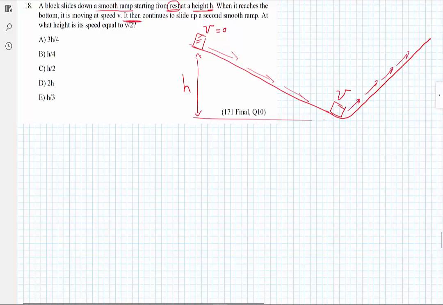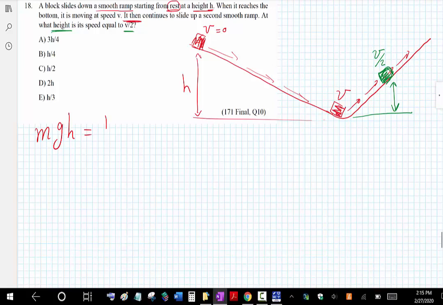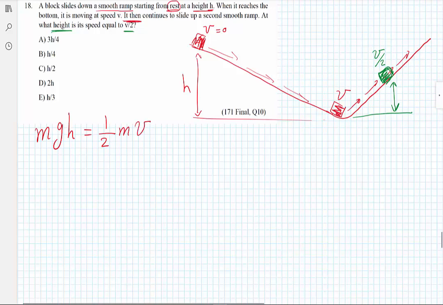At what height is its speed equal to v over 2? So at a certain position, of course, its speed slows down. So at a certain position where the speed is v over 2, we need to find this height. So at this position, the speed is v over 2, and we are looking for the height at this point. Here we have 3 positions. Position number 1, we have only potential, mgh. And position number 2, in the middle, we have only kinetic, half m times v squared.